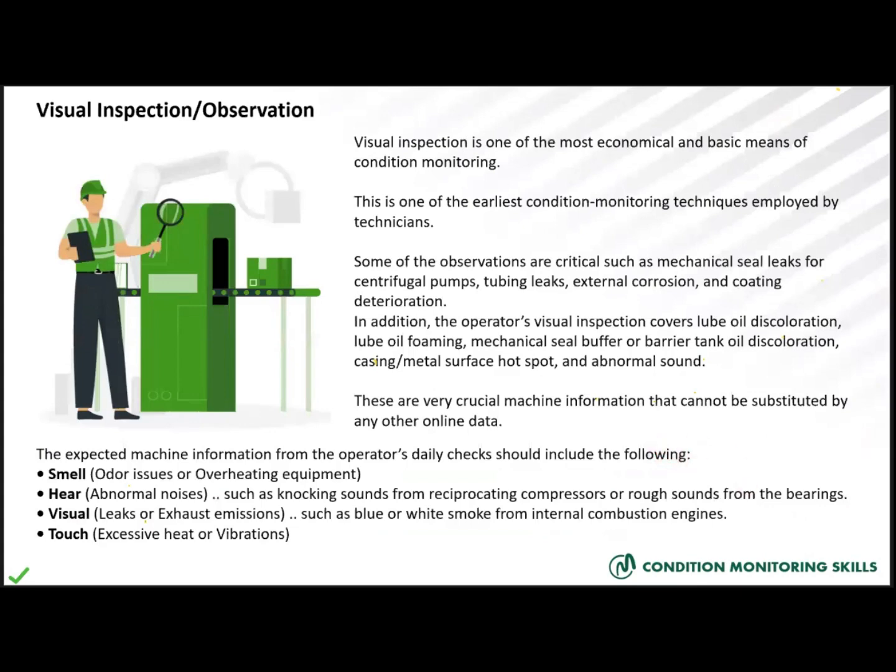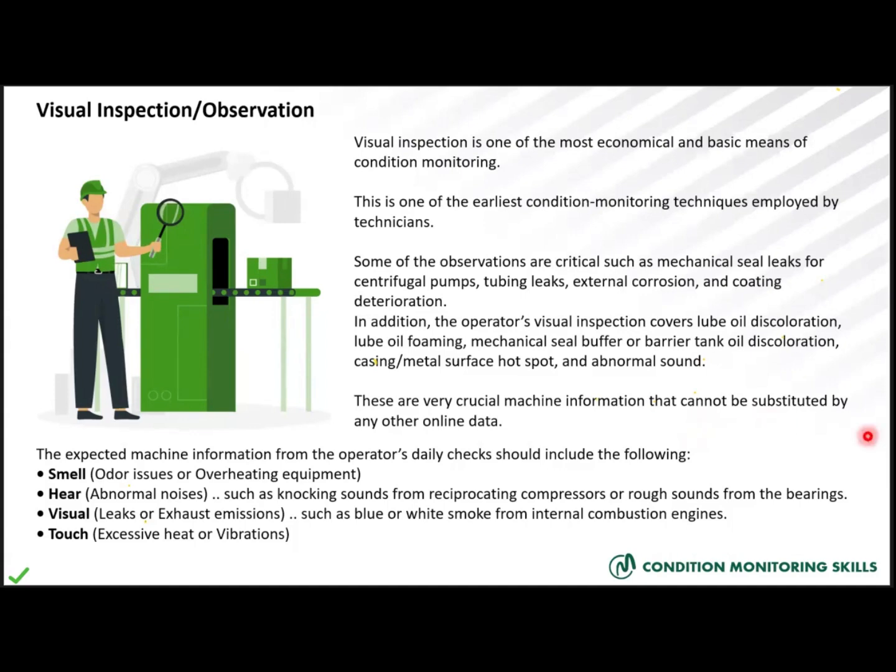Okay, so we usually monitor the condition of machines, and one of the most economical and basic means of condition monitoring is the visual inspection. So what is a visual inspection? Visual inspection is one of the earliest condition monitoring techniques employed by operators or technicians. These techniques normally involve daily walks around the machine by the operator or the technician to observe any sign of deterioration, any sign of failure, any abnormal signs.